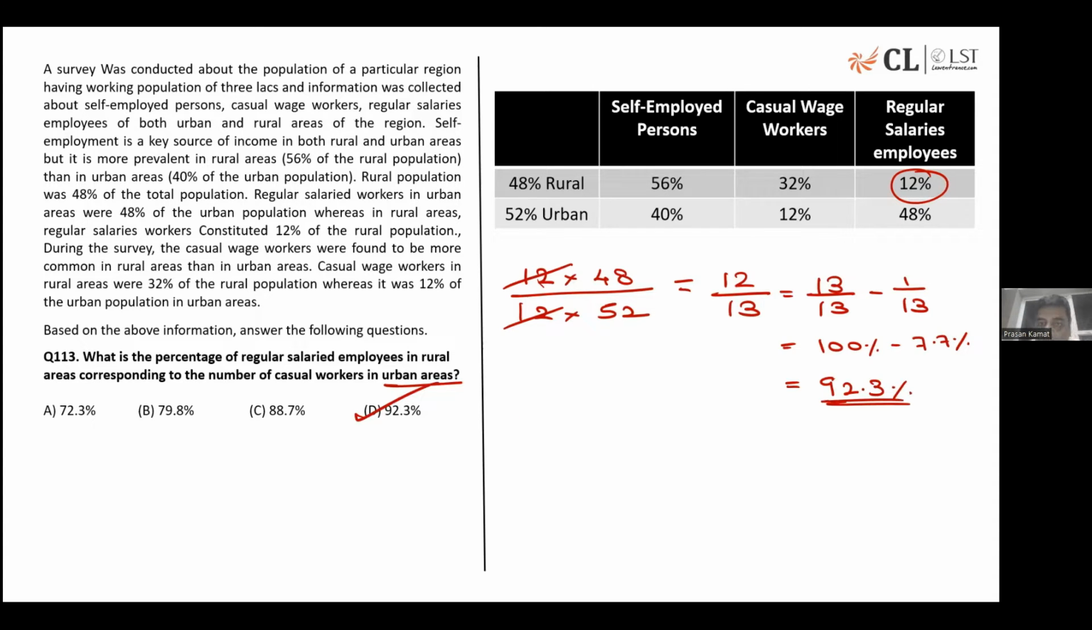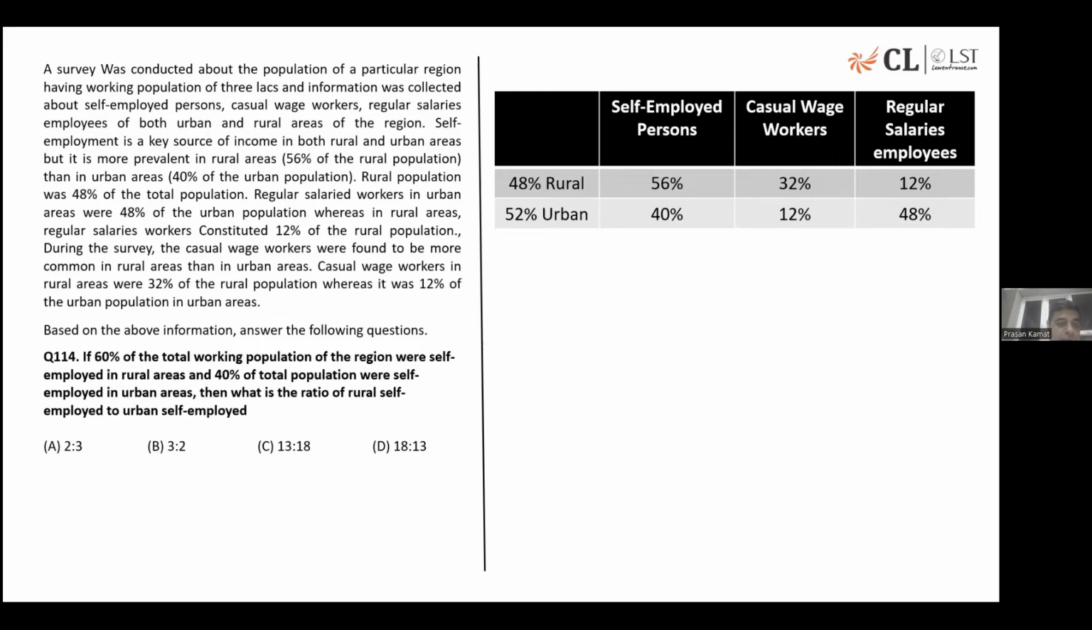Okay, so most of the sums were pretty straightforward. The last one, now, this was a bit of an issue in terms of the wording. If 60% of the total working population, so I'm assuming that the total working population be X, 60% of that, so 60% of X, of the region was self-employed in rural. So this is self-employed in rural.